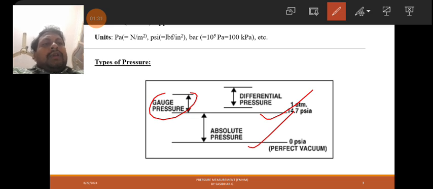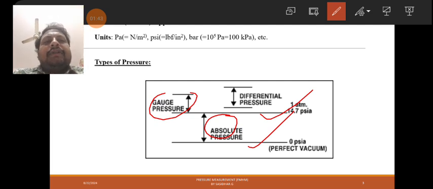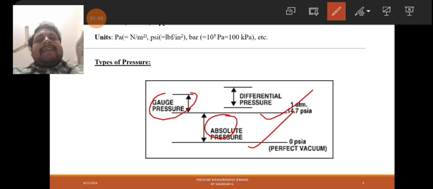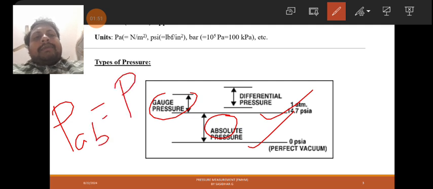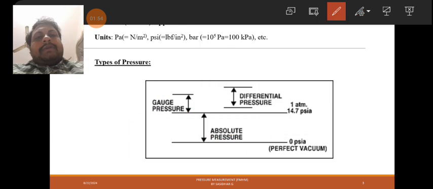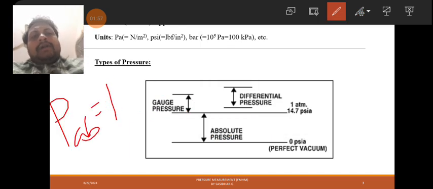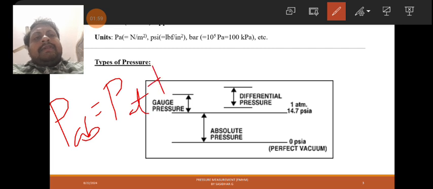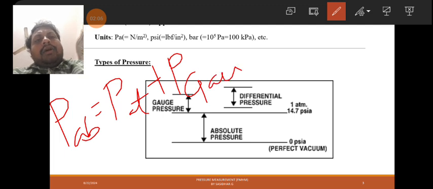The first one, measured above absolute zero or perfect vacuum, we call absolute pressure. The relation is: absolute pressure is equal to atmospheric pressure plus gauge pressure.